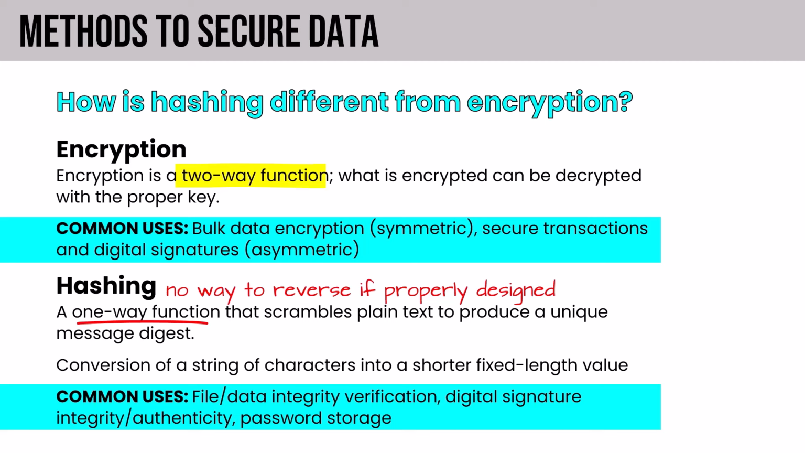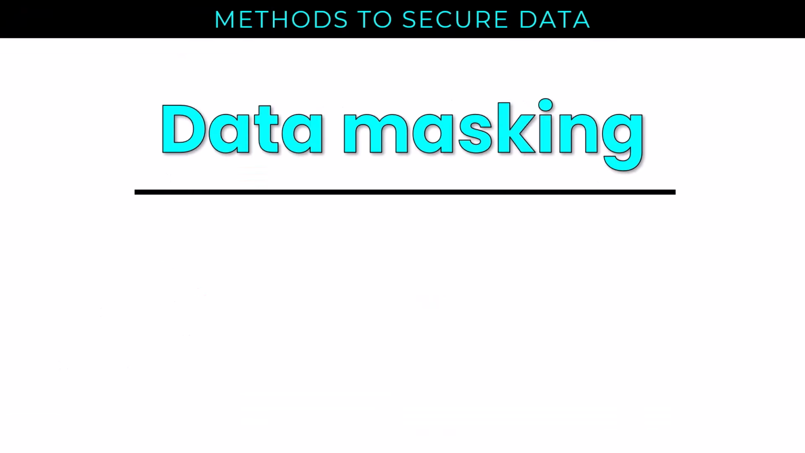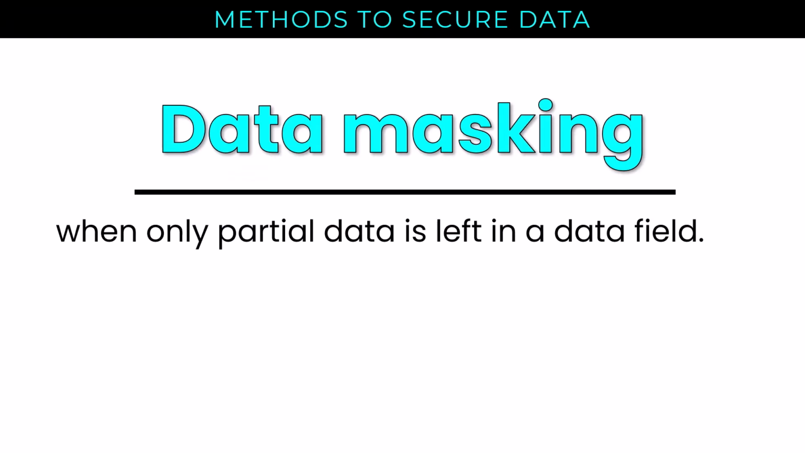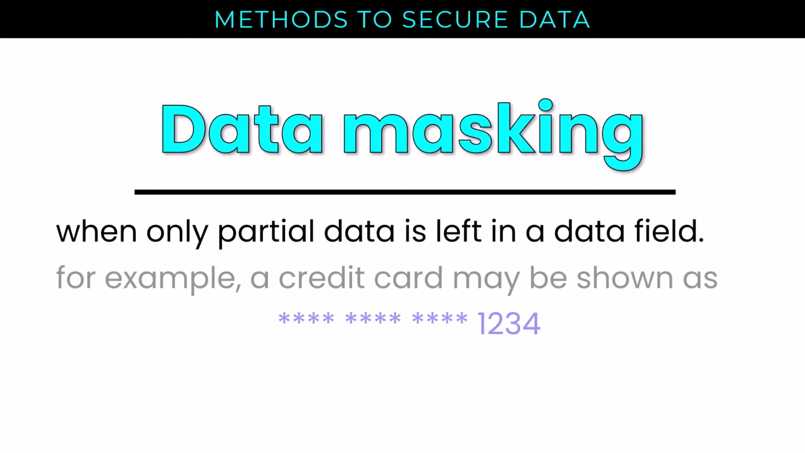Next, we have data masking. This is when only partial data is left visible in a field. For example, a credit card may be shown with only the last 4 digits visible.